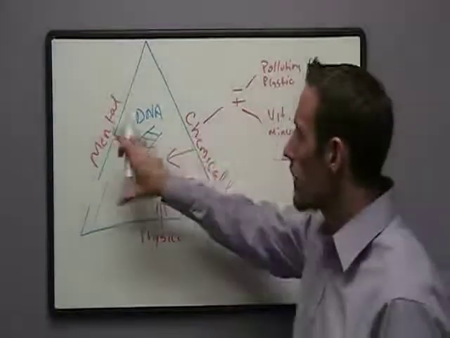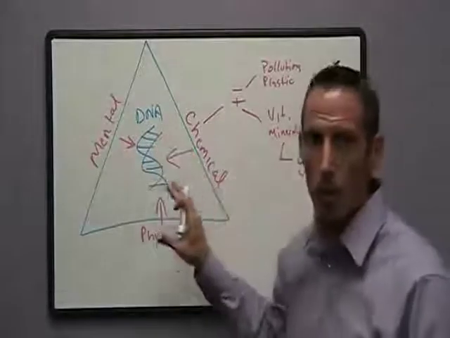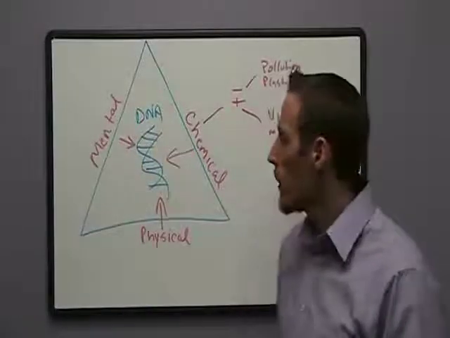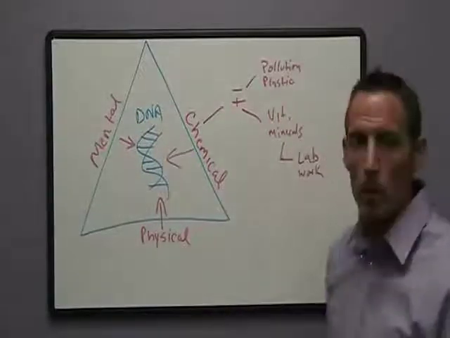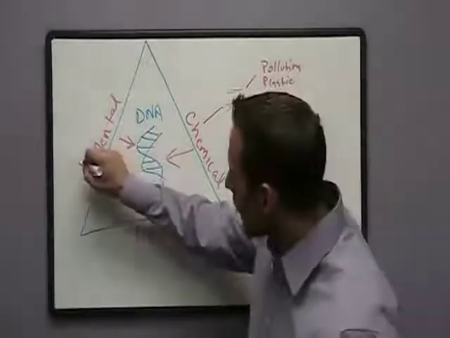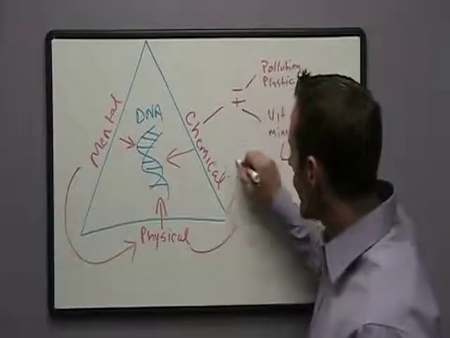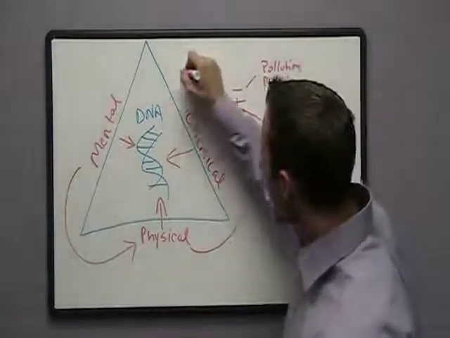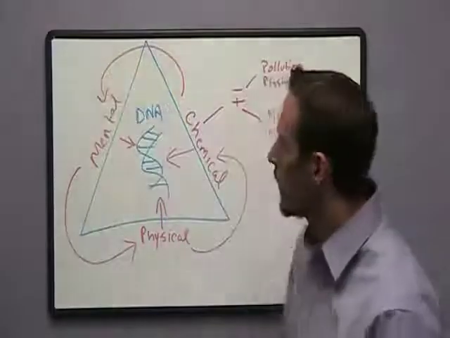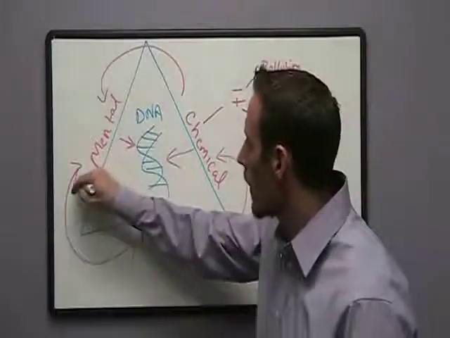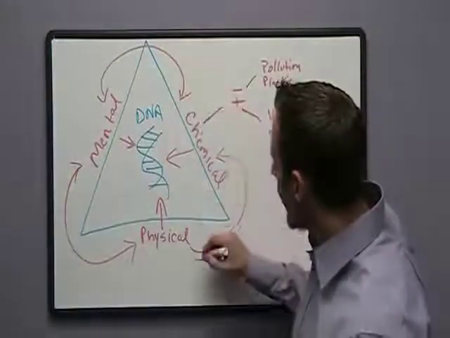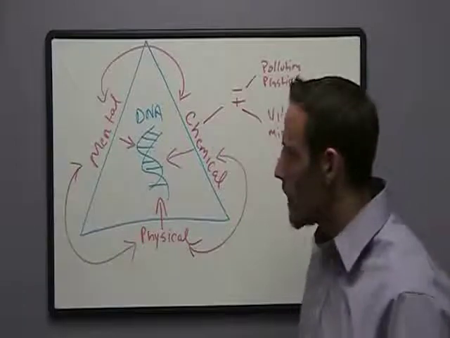So now here we have explained all three sides of this core influence triangle, but there's one more element that needs to be explained. The mental component affects the physical component affects the chemical component, and the chemical component affects the mental component, and vice versa. We can draw arrows going both ways.